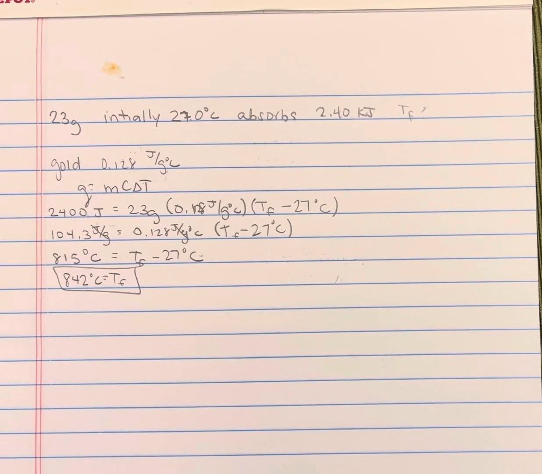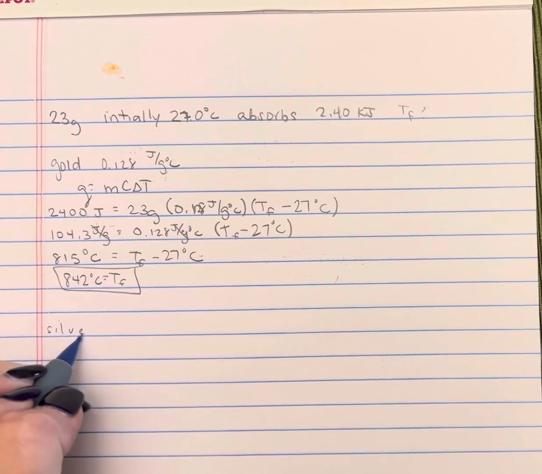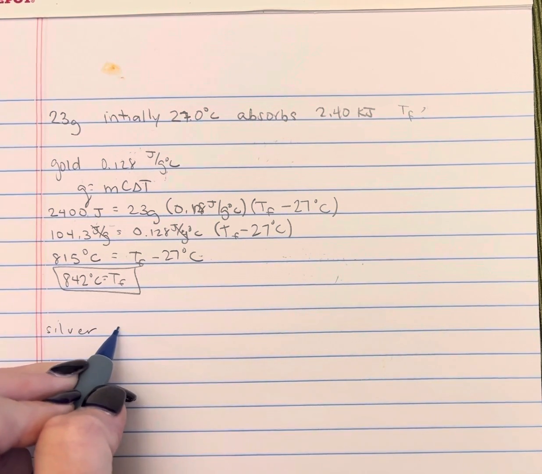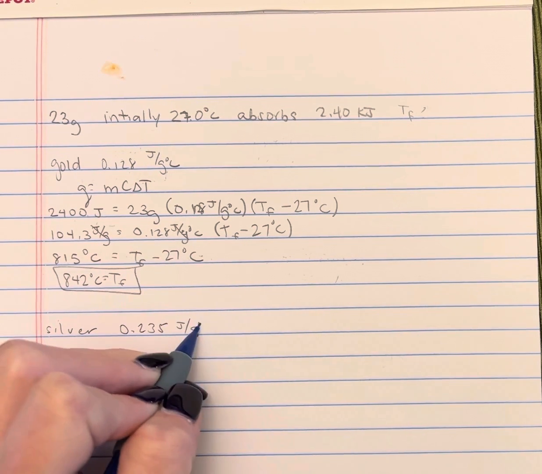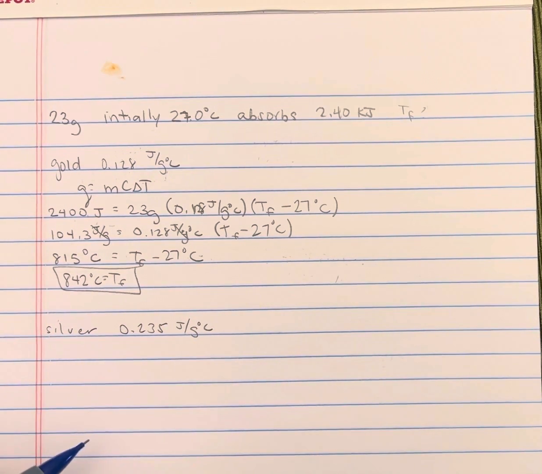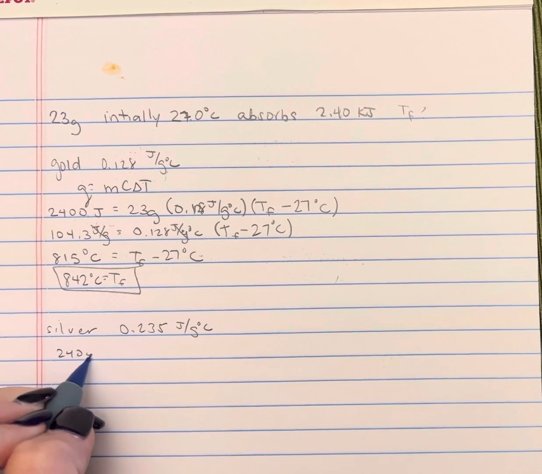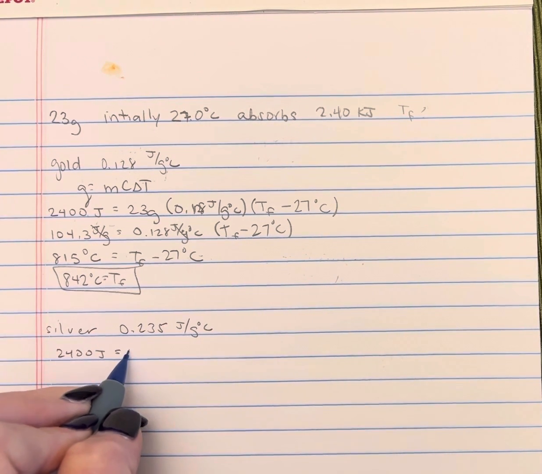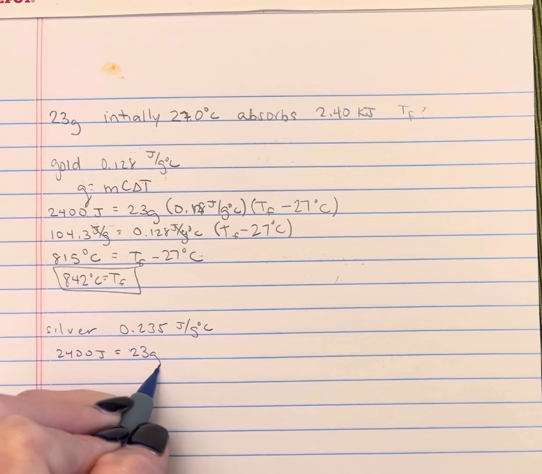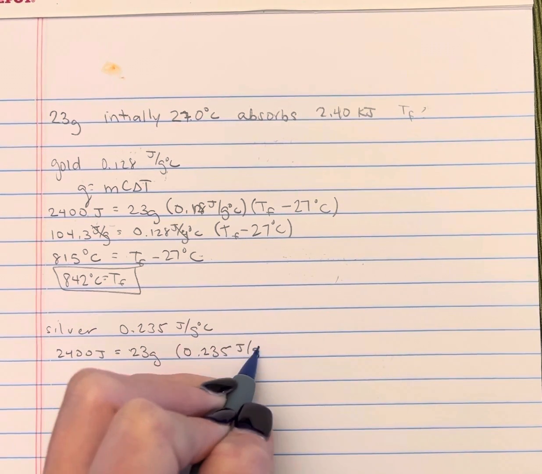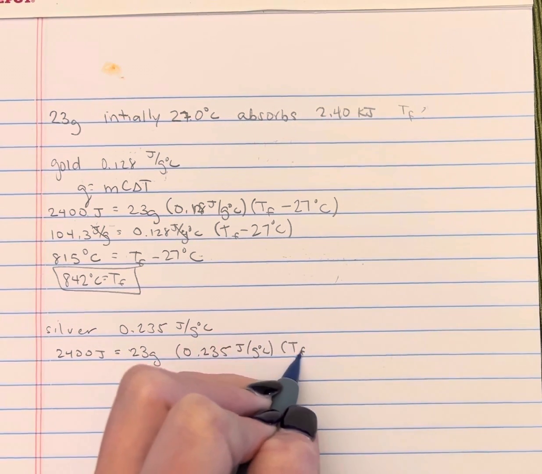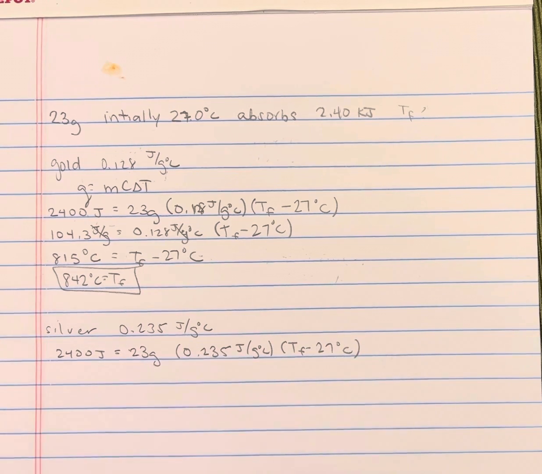Let's see, the next one is silver. And silver has a specific heat of 0.235 joules per gram degree Celsius. So let's do the same thing. 2,400 joules equals 23 grams, 0.235 joules per gram degree Celsius, TF minus 27.